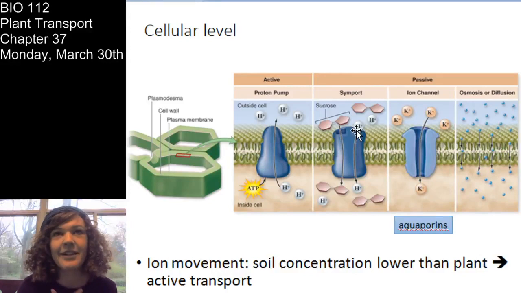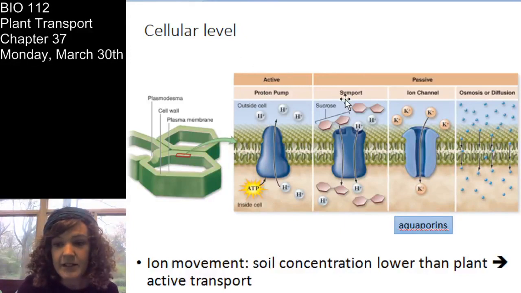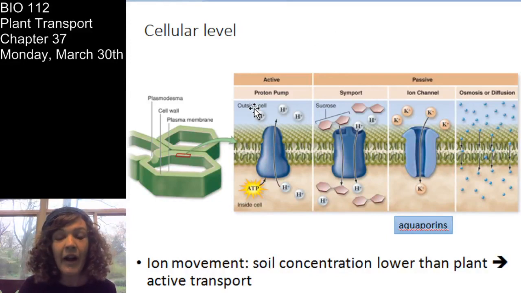Cell biology. Okay. So you have these three forms of passive transport: symporters, ion channels like aquaporins, and osmosis. And then you have active transport. All you really need to know is that active transport requires energy, in the form of ATP. So those are your forms of movement at the cellular level, how water and ions move.